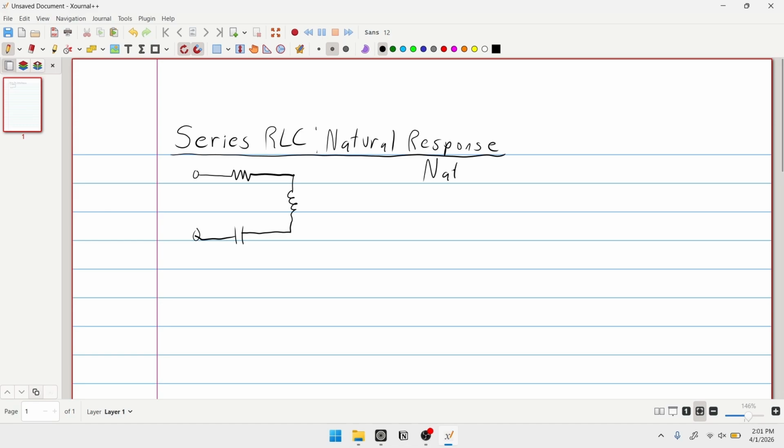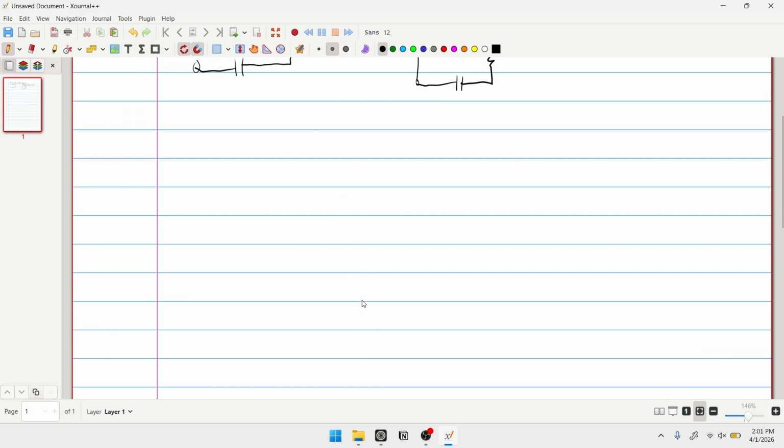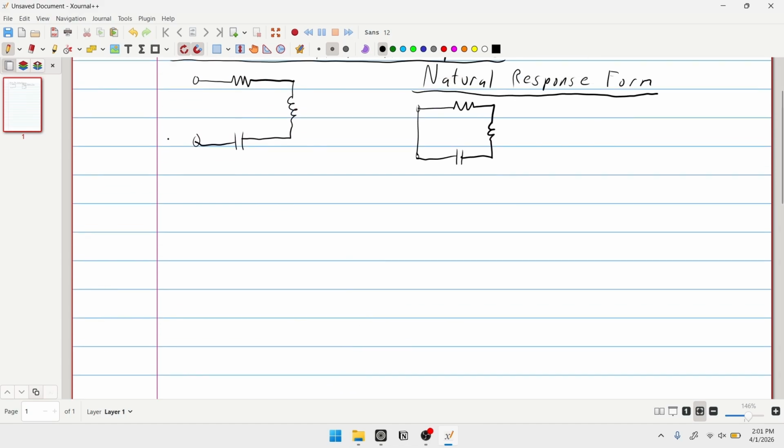So a natural response, as we saw in parallel RLC circuits, is going to be no input. So in this form, that means we'll just have a short as our input with an R, L, or C. Okay? So knowing this, let's get our governing equation.